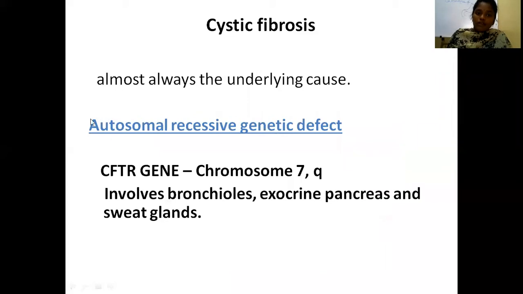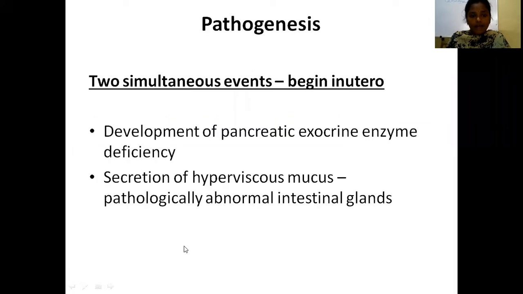Cystic fibrosis. This is almost always the underlying cause for meconium ileus. For most of the cases, the underlying cause is cystic fibrosis. Cystic fibrosis is due to an autosomal recessive genetic defect, the cystic fibrosis transmembrane regulator gene, which is located on the long arm, that is Q, of chromosome 7. Cystic fibrosis involves bronchioles, exocrine pancreas, and sweat glands.